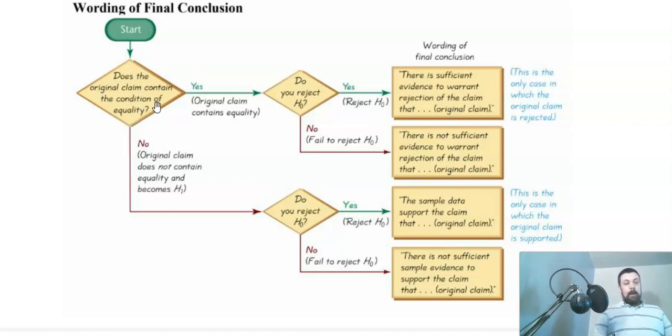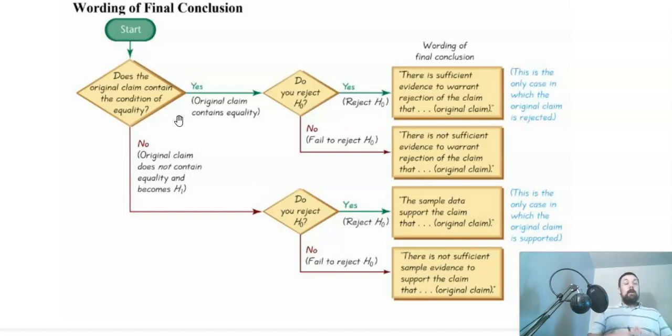Does the original claim contain the condition of equality? I feel like I said that funny. So either yes or no. Now, why that's important is this determines whether the claim became the null or the alternative, because that makes a difference. If the claim became the null hypothesis, and we decide to reject the null hypothesis, we are rejecting the claim because the claim was the null hypothesis. So rejecting the null becomes rejecting the claim.